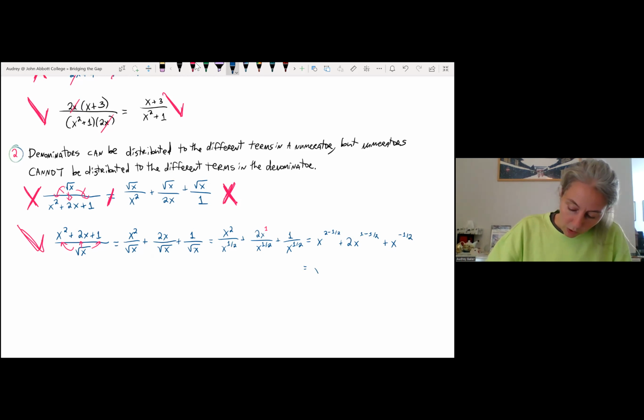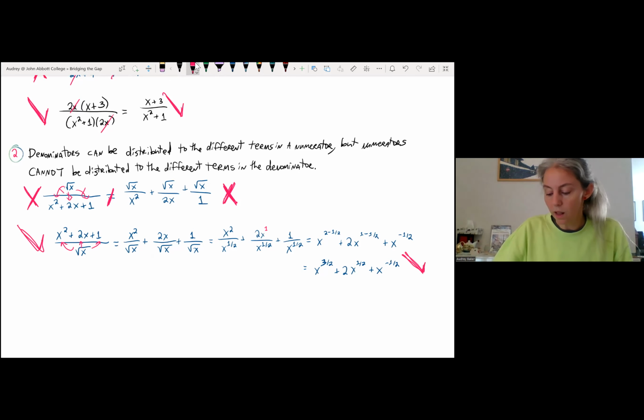And my final answer here is x to the 3/2 plus 2x to the 1/2 plus x to the negative 1/2. Everything I did there is totally allowed, and I have a nice simplified expression where all of my x's are to a power.